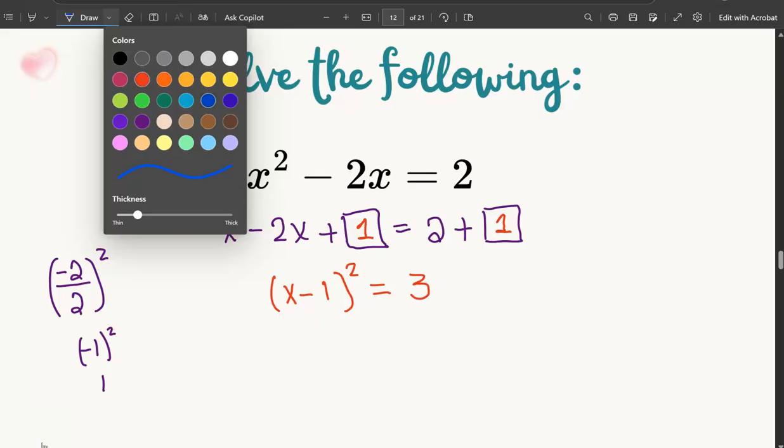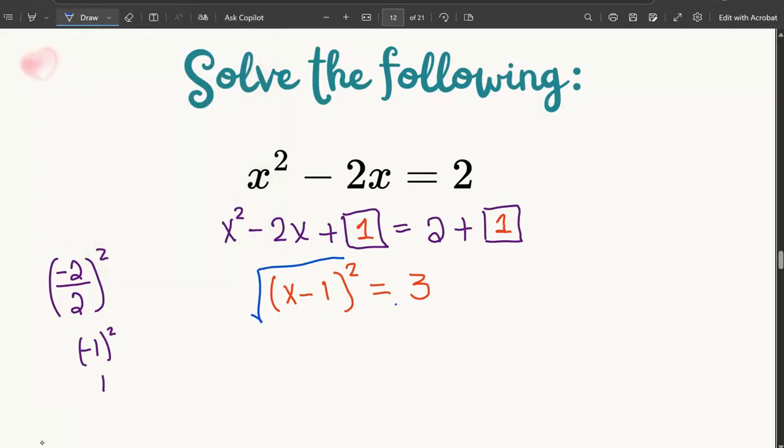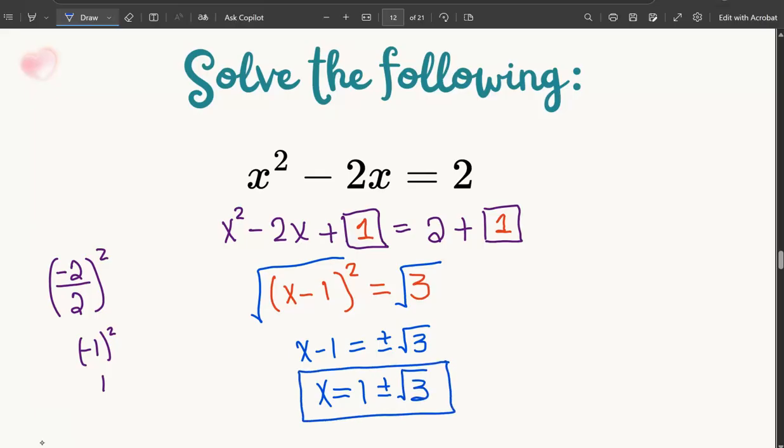I can use the square root property to solve. So x minus 1 is equal to plus or minus the square root of 3. And if I add 1 to each side, I get 1 plus or minus the square root of 3. And those are my two solutions. And again, you can write this as 1 plus the square root of 3 and 1 minus the square root of 3, or you can just leave it as plus or minus.